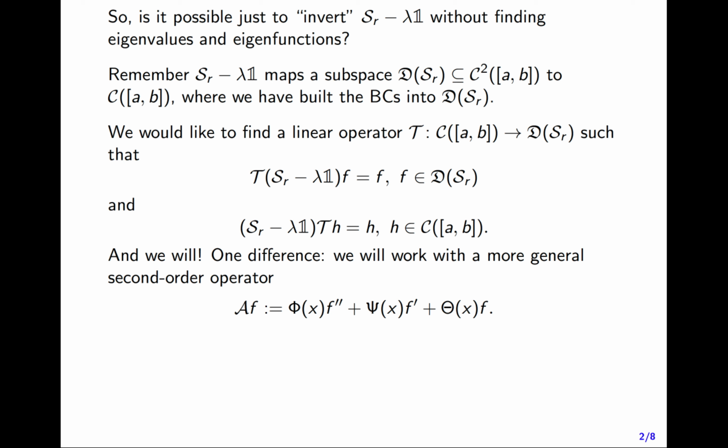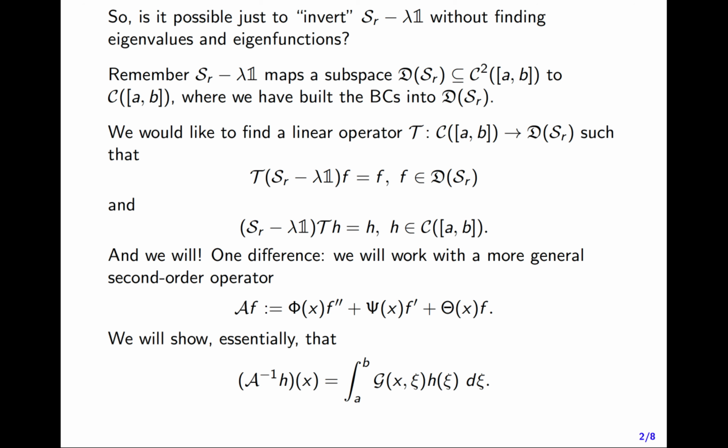One difference in this video and in this part of our course: instead of focusing on the special form of the Sturm-Liouville boundary value problem, we'll work with a more general second-order operator, call it A on f, where A on f can have variable coefficients, and this differential operator A on f looks like phi of x times f double prime plus psi of x times f prime plus theta of x times f. And of course we'll require phi to be non-zero. Phi of x can never be 0 for any x. This is a much more general second-order linear differential operator like we saw earlier in the course.